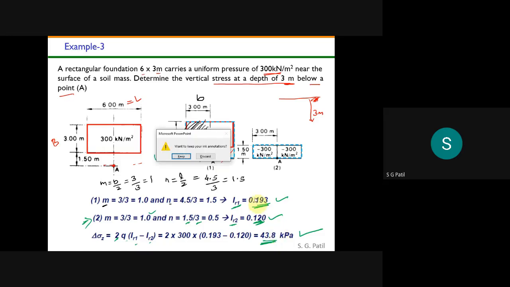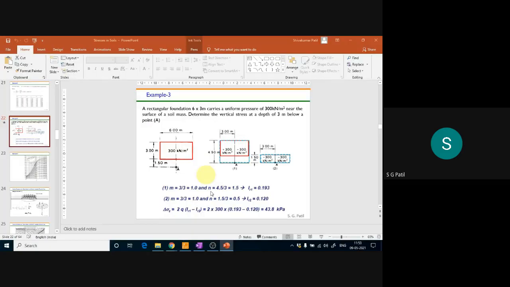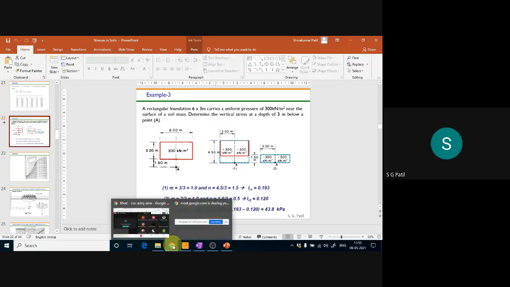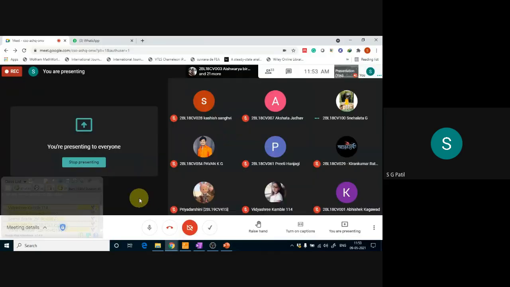Okay, so let me stop it here. If you have any doubt, please ask me right now. Then we can end the class here. Any doubts? Snehalata, any doubts are there? Are you there, Snehalata? No doubts?